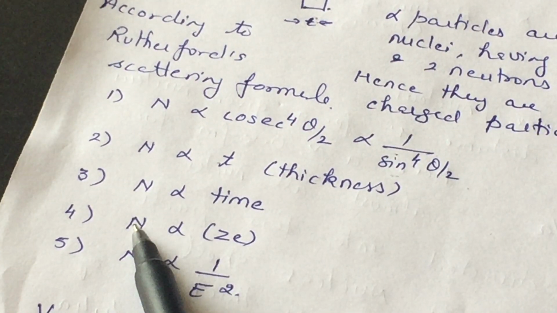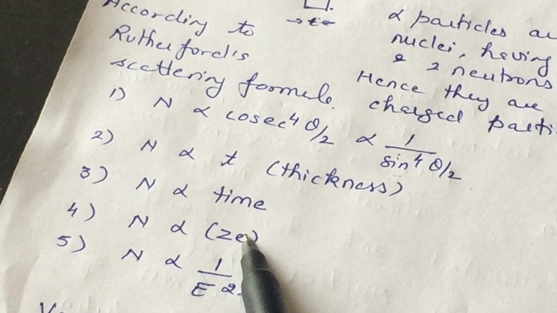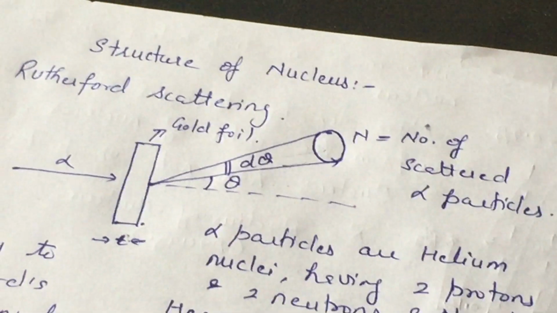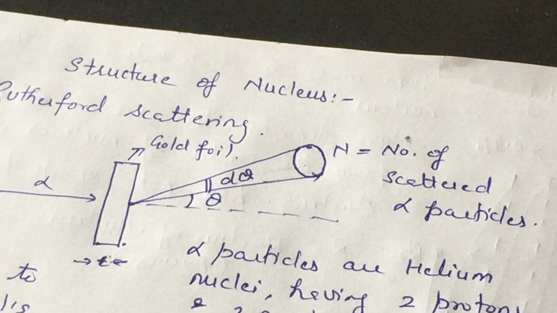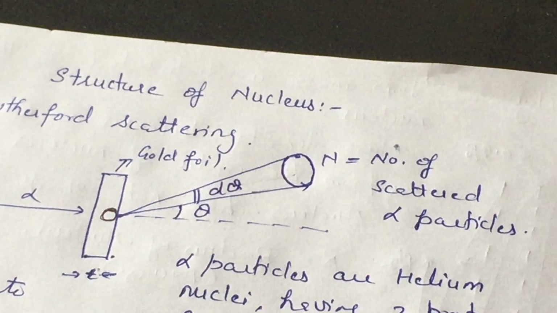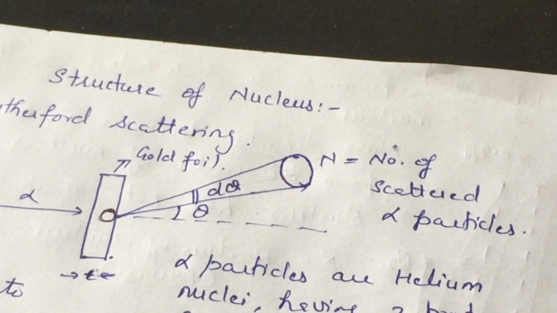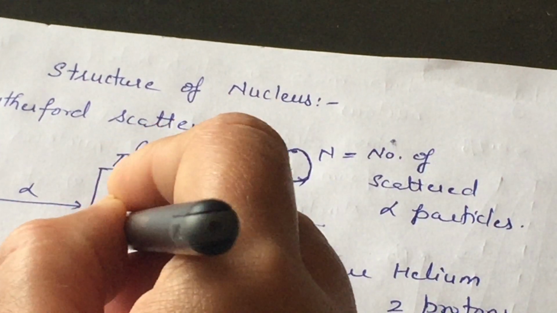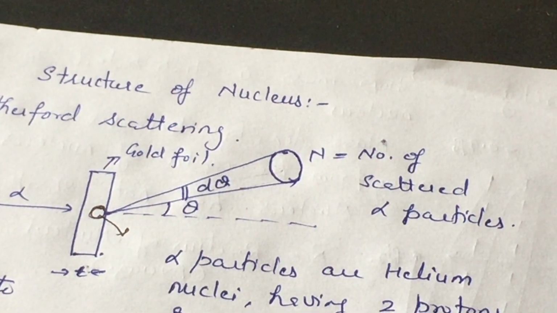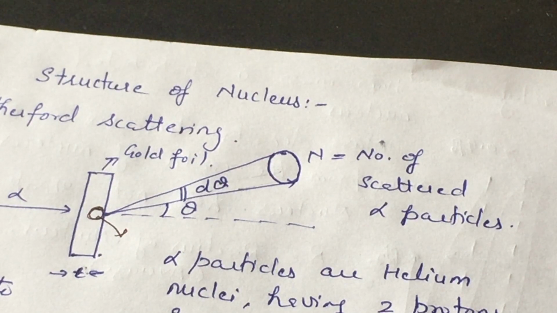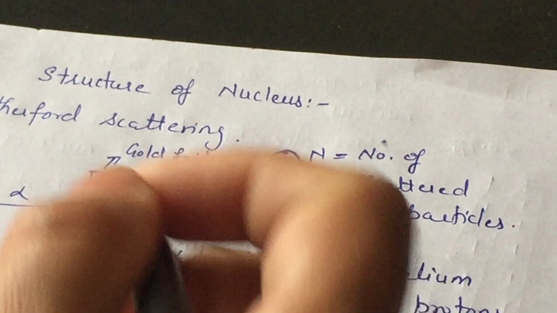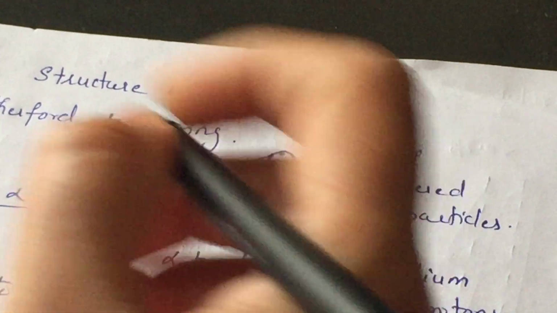Next, the number of scattered particles is directly proportional to Ze. What is Ze? Ze is the charge on the nucleus of your scattering center. Let us consider this is a nucleus of your gold element, and this nucleus consists of Z number of protons, and we know that the charge on a proton is 1.6 into 10 raised to power minus 19 coulomb. Then what will be the total charge on this nucleus? The total charge on this nucleus is Ze.